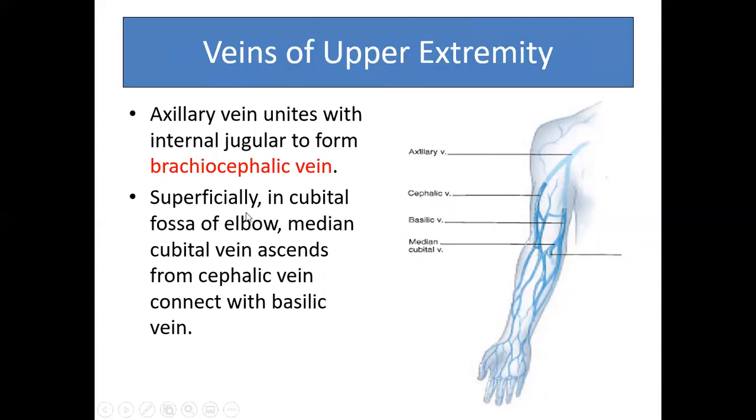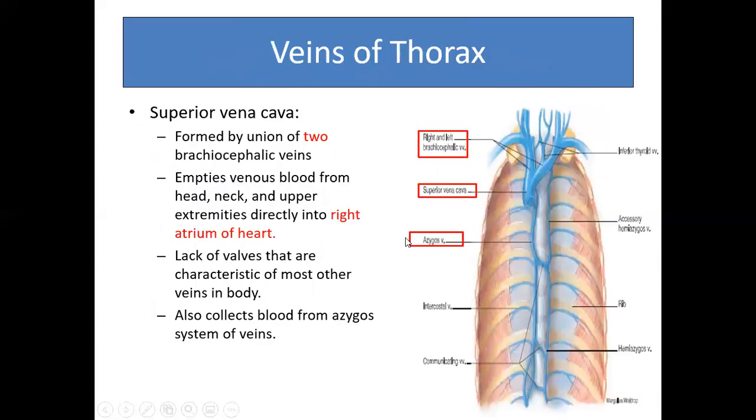Okay, superficially in the cubital fossa of the elbow, the median cubital vein will ascend, going up from the cephalic vein and connect with the basilic vein. Okay, this is the median cubital vein.